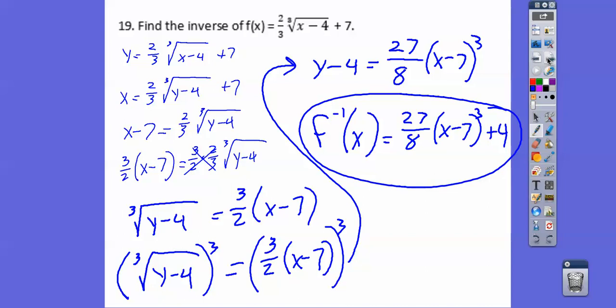Okay, and then we're going to go ahead and add 4, and anyways, there's our groovy inverse.